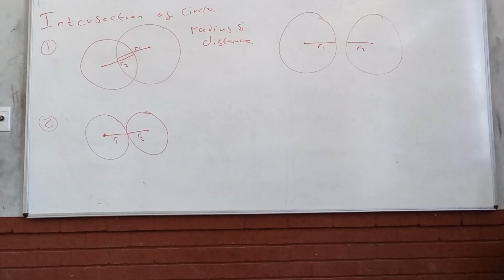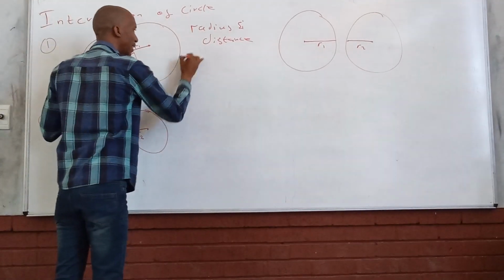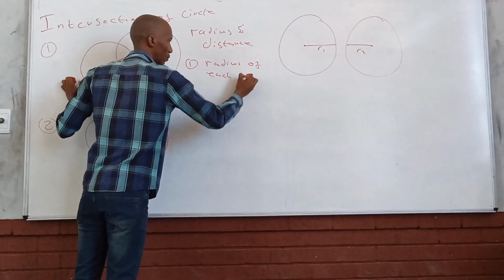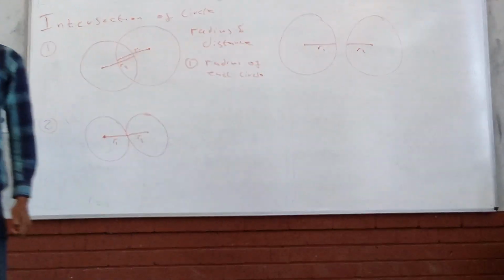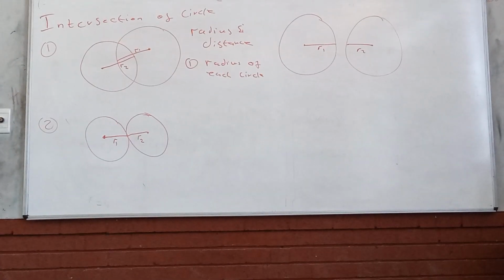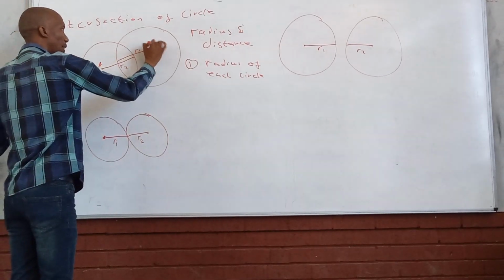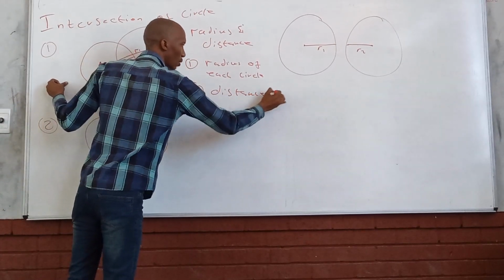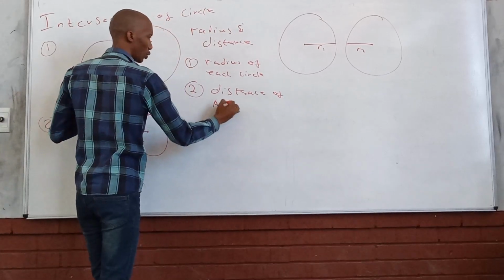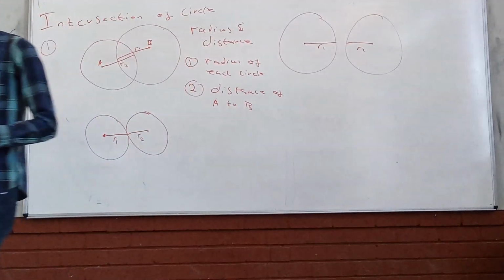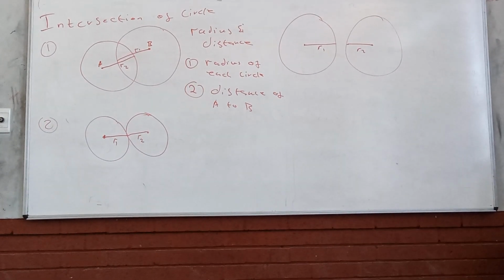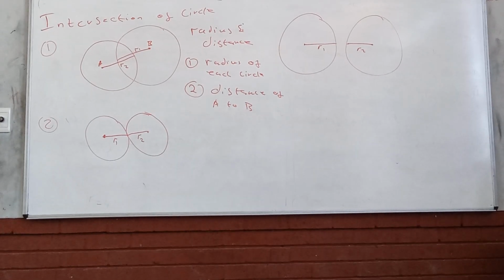What you need to do, number one, when it comes to this problem, find the radius of each circle. You want to find the radius of each circle. Number two, let's call the centers A and B, and you find the distance from A to B. Number one, you find your radius. Number two, you find your distance.